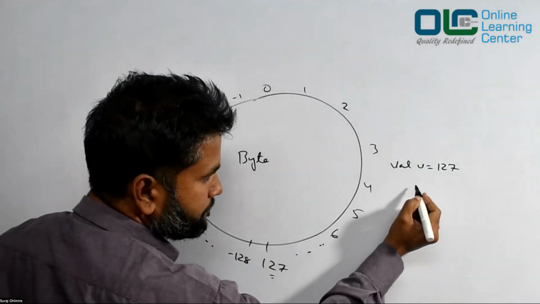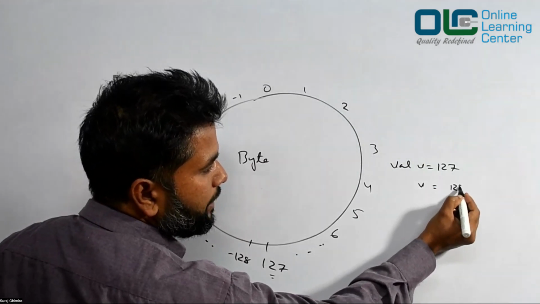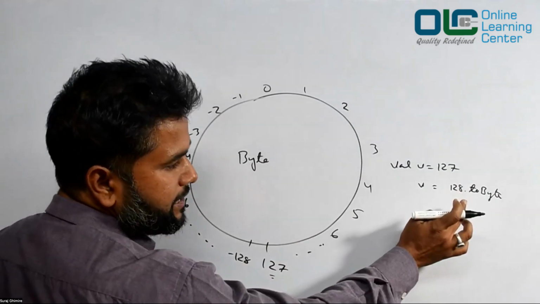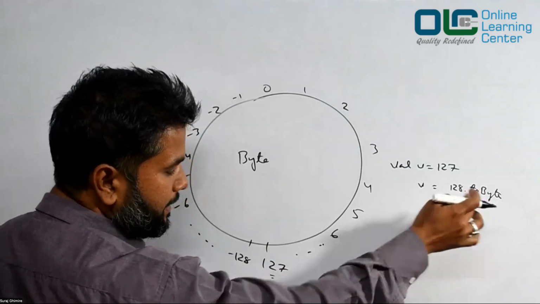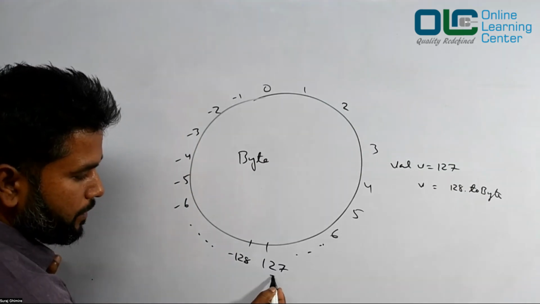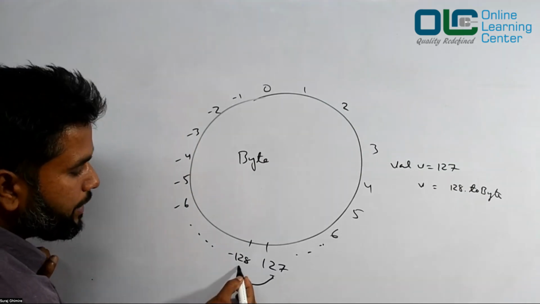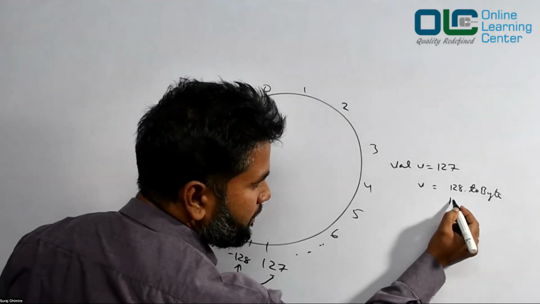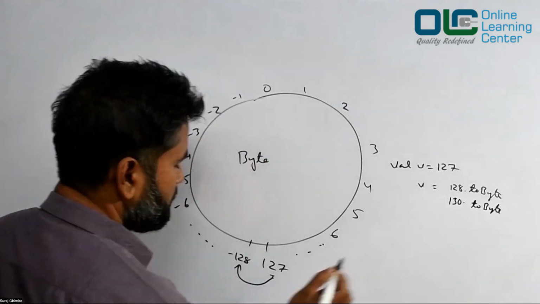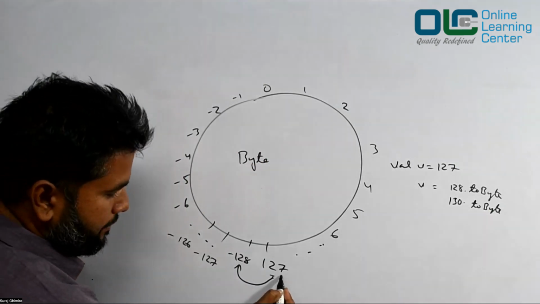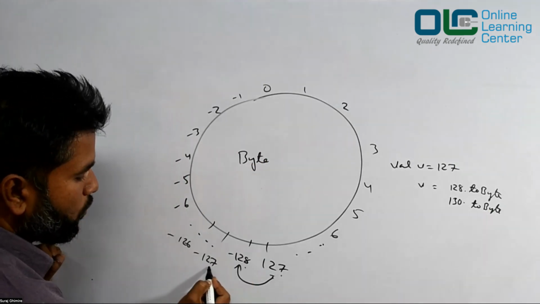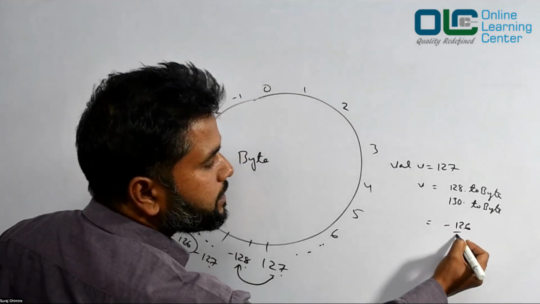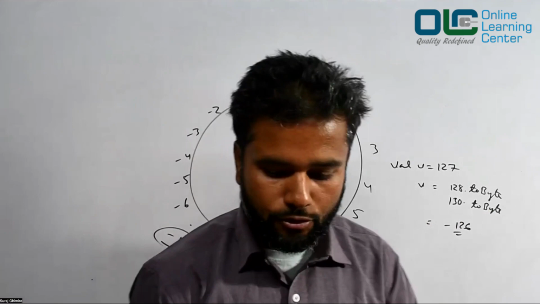When I say v is equal to 128.2 byte, I know that 128 is out of range. If I want to convert this 128 to byte, what happens? It goes from 127 to 128, so it's minus 128. If I say 130.2 byte, then it would be 127, 128, 129, 130. This value would be minus 126. Okay, that's how you should understand.